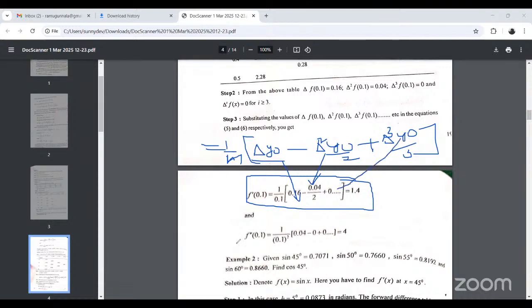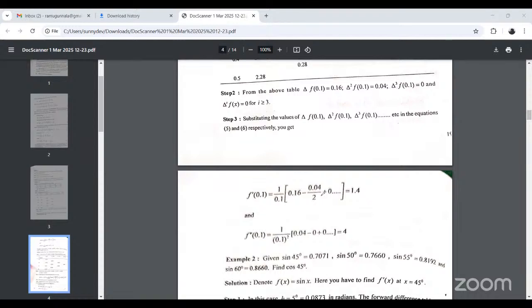is 0. And similarly we need to find the second derivative also. So that we get the values of f dash of x and f double dash of x. Okay. So this is what we can do.